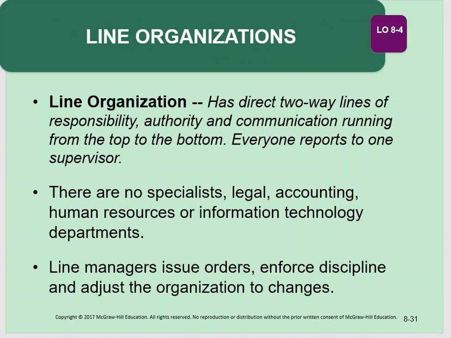A line organization has direct two-way lines of responsibility as well as authority and communication that run from the top to the bottom, like our chain of command that we talked about earlier. In essence, everyone reports to one supervisor. If anyone's ever been in the military, you would definitely understand a line organization. Within a line organization, there are no specialists such as legal or accounting to give indirect advice to people.